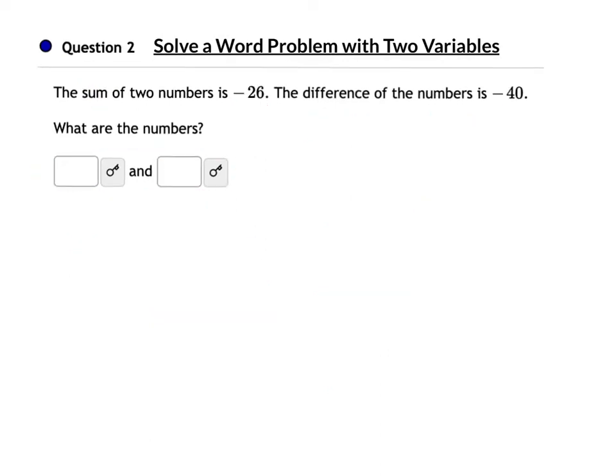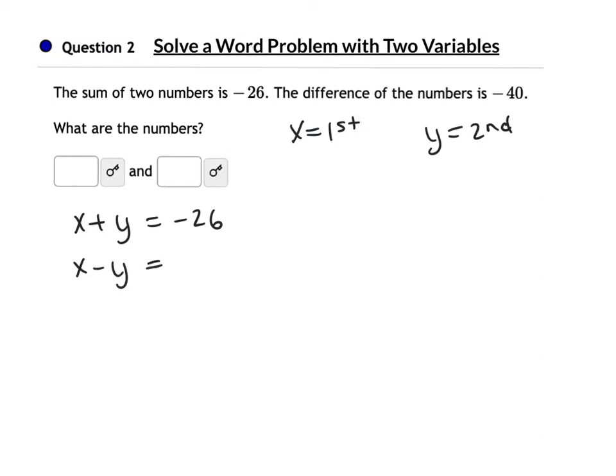Question 2. The sum of two numbers is -26. The difference is -40. Got two numbers I'm looking for. X is my first, and y is my second. The sum of those numbers, that's x plus y. I'll add them together. It's equal to -26. Their difference, when I subtract them, that's x minus y, that's equal to -40.